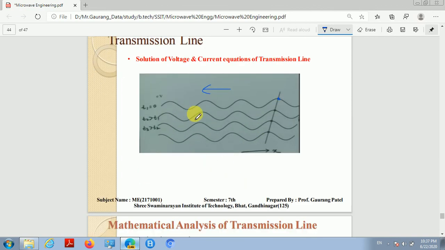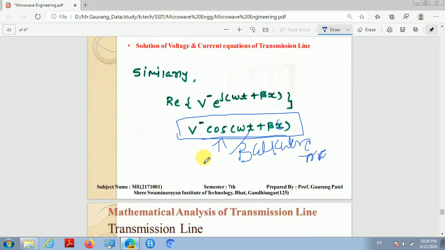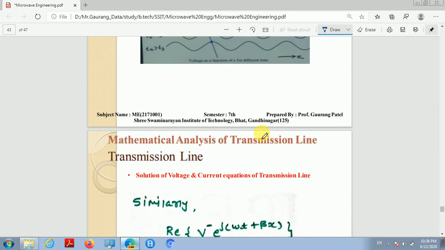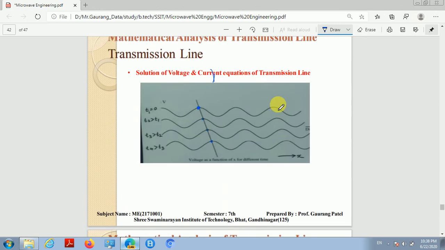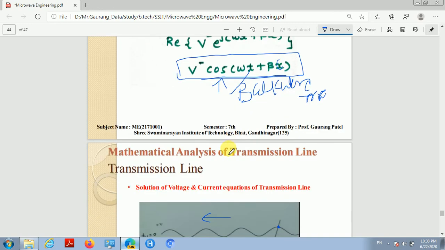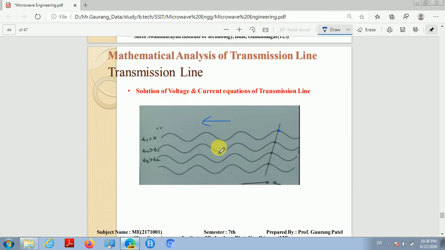So this is the diagram of the backward traveling voltage wave, this is the diagram of the forward traveling voltage wave. Matlab, this is the diagram of V plus cos omega t minus beta x, and this is the diagram of V minus cos omega t plus beta x. Okay, samajh mein aa gaya? So this means the voltage on the transmission line at high frequency is nothing but a traveling wave, it is considered as a traveling wave.